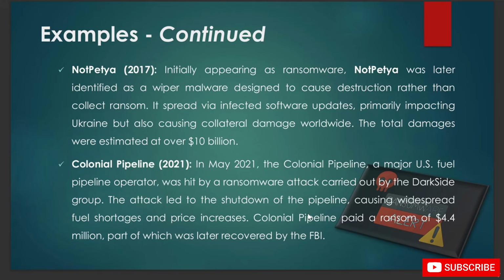The next one, Colonial Pipeline 2021. In May 2021, the Colonial Pipeline, a major US fuel pipeline operator, was hit by a ransomware attack carried out by the DarkSide Group. The attack led to the shutdown of the pipeline, causing widespread fuel shortages and price increases. Colonial Pipeline paid a ransom of $4.4 million, part of which was later recovered by the FBI. All right, you can see everything about ransomware is that you must make payment.